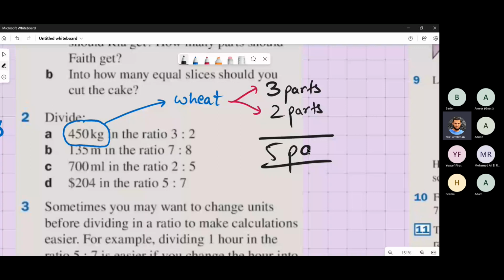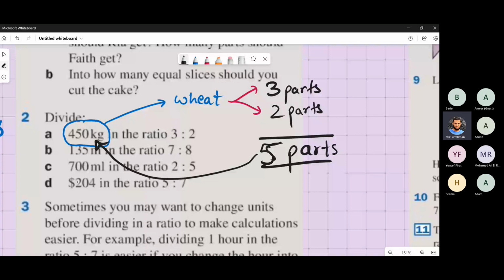Parts, P-A-R-T-S. Now these 5 parts should be equal to 450. So if 5 parts give me 450 kg, one part will be how many kilograms? 90 kilograms. Very good.